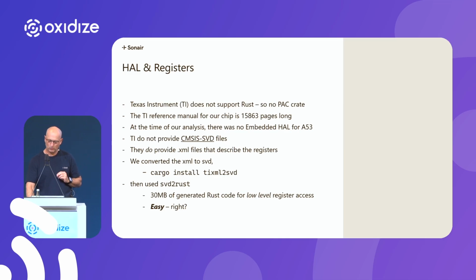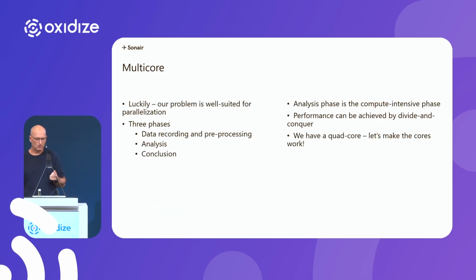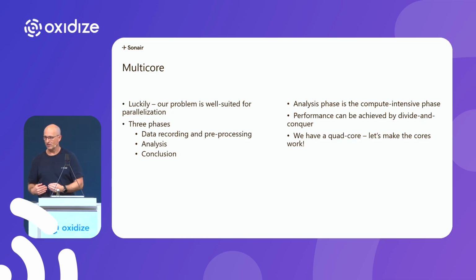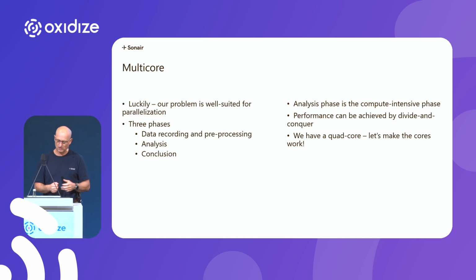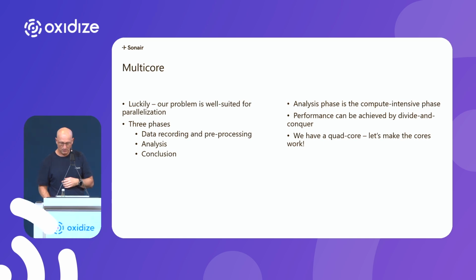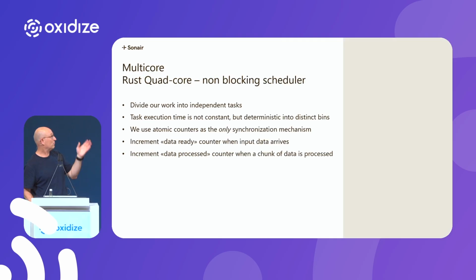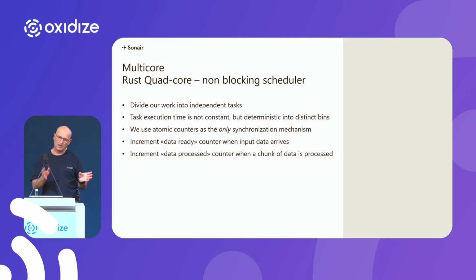So let's do something with this. Luckily, our problem is well suited for parallelization. It's three phases: the data recording and pre-processing phase, the analysis phase, and the conclusion phase. And it's the analysis phase that is compute intensive, and ideally performance can be achieved by divide and conquer. So we can hand out the tasks. We have a quad core, so let's make the cores work. Independent tasks, task execution time is not constant, but it is deterministic.